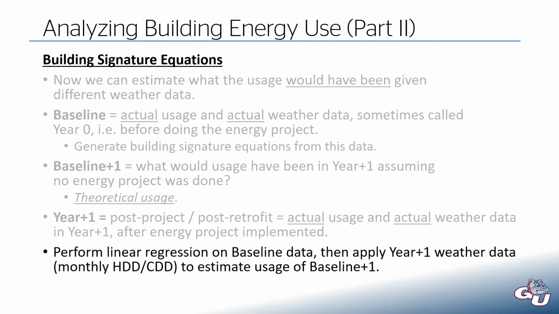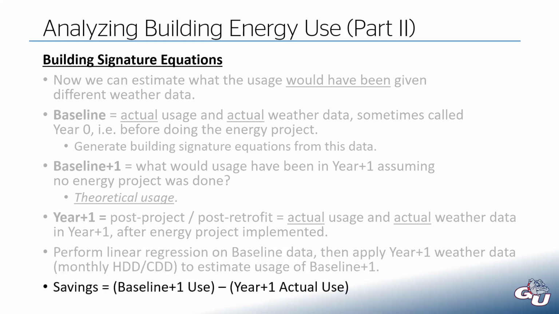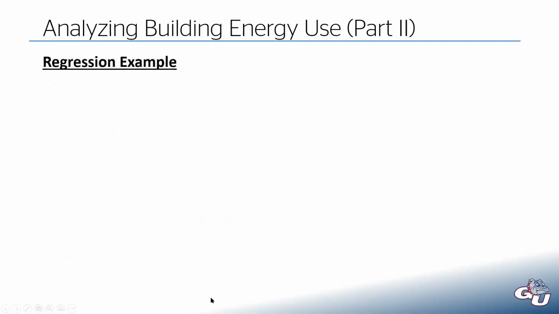You perform that linear regression on your baseline data, then you take your actual year plus one weather data to estimate that baseline plus one usage. And I'll have an example here to help illustrate this. And then to come up with your actual savings, you take your baseline plus one use minus your year plus one use. So that's a lot to take in. So let's run through an example.